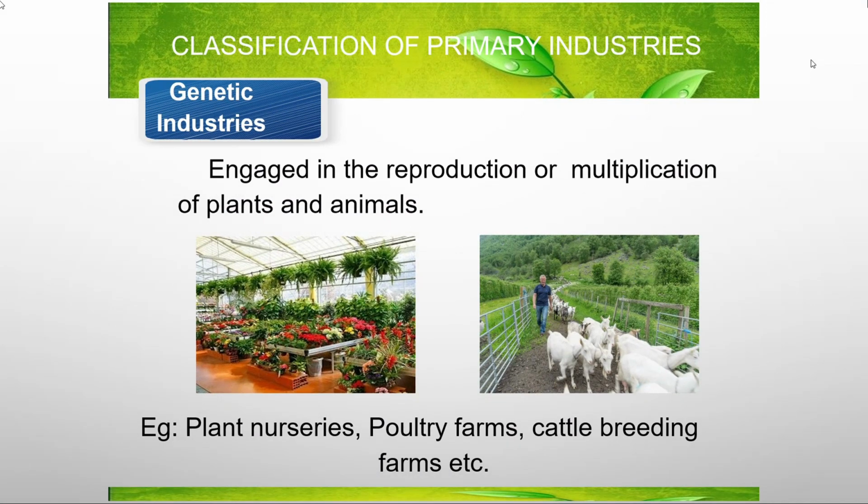Now let us talk about genetic industry. This is engaged in the reproduction or multiplication of plants and animals. Examples: plant nurseries, poultry farms, cattle breeding farms, etc.